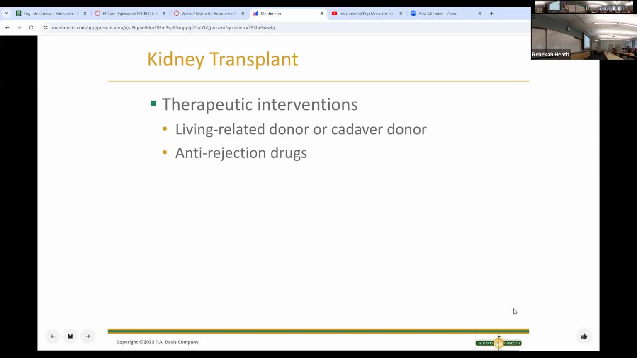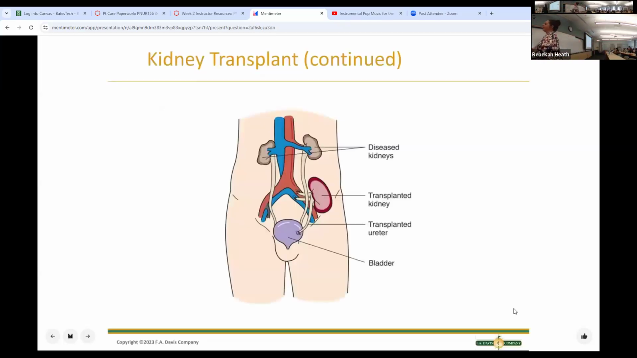Now, because somebody has a new kidney from a transplant, that doesn't mean they don't have to take care of them anymore. They might not have to do dialysis, but they do have to take anti-rejection medication for the rest of their life. They have to have follow-ups and labs for the rest of their life as well, just to make sure everything is going well.